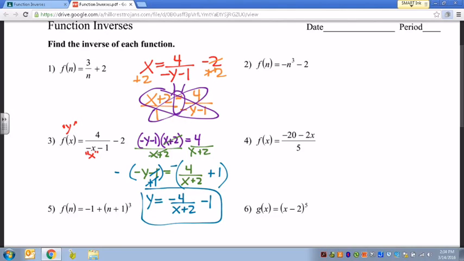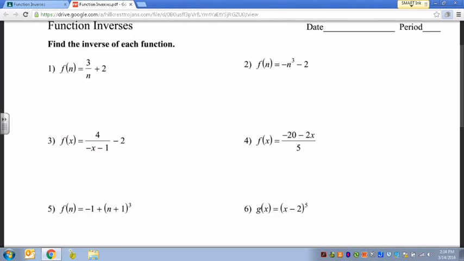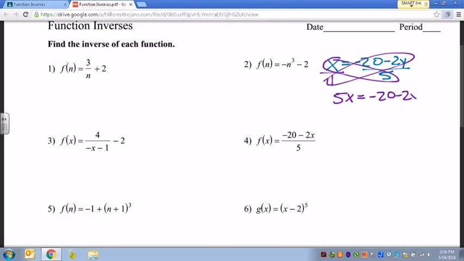Okay, and now let's look at number 4. So for number 4, again, f of x is y, x is x. So let's go ahead and do x equals negative 20 minus 2y over 5. Okay. Goal is to get y by itself. Nothing I can really add or subtract, so let's start cross multiplying right now. Okay, so it's going to give me 5x equals negative 20 minus 2y. Because if I distribute a 1, it's all the same.